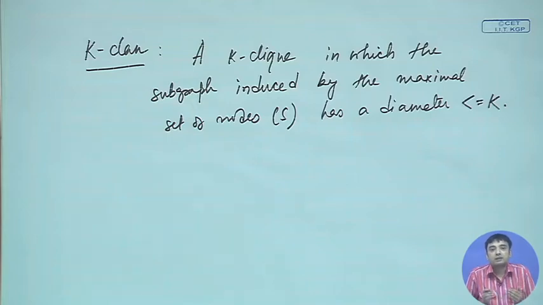K-clique was just a maximal subset of nodes, where we are constraining that every pair of nodes in that subset should have a distance less than or equal to K, and that was being satisfied by the previous example. Now, we have restricted the definition in a way such that you have the same subset, but the subgraph induced by the nodes in that maximal subset of the K-clique should have a diameter less than or equal to K.